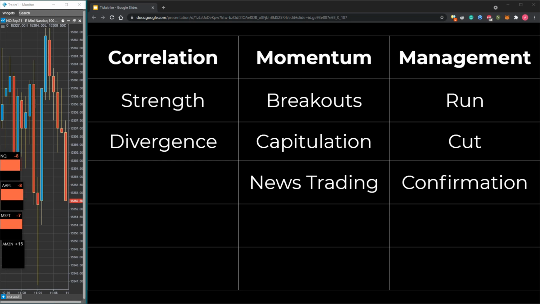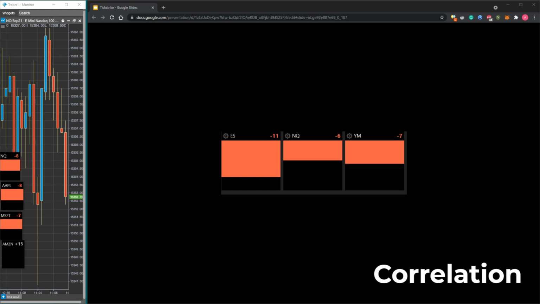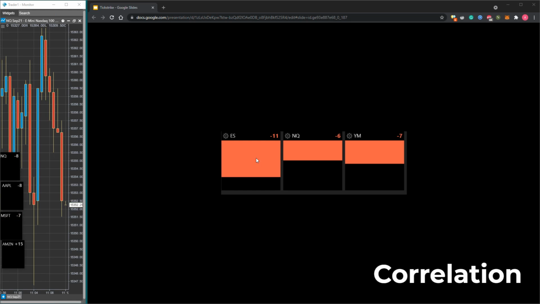I don't know if this is how you use TickStrike, but I'm going to throw a few ideas in terms of correlation. Correlation, I think, is probably the most powerful way to use TickStrike. So Daryl described combining multiple indices together, like the ES, so the S&P, the NASDAQ, and the Dow, and basically looking for them to move together. Is that typically how you use it, Daryl? Yes. Okay, so that's a great way of using it.